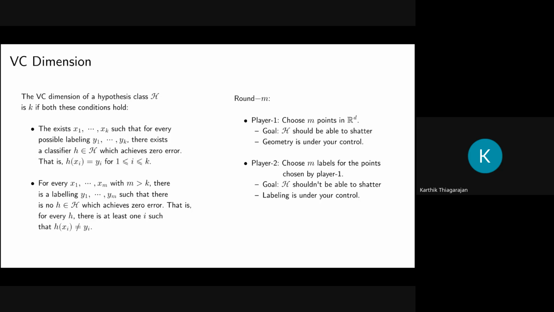If you want to complete the entire argument, you have to become player 2 and show that 31 points, no matter what 31 points you choose, there is no classifier which can perfectly classify them. So there are two parts to it. Now, the first part is easy in a sense. The second part is hard.